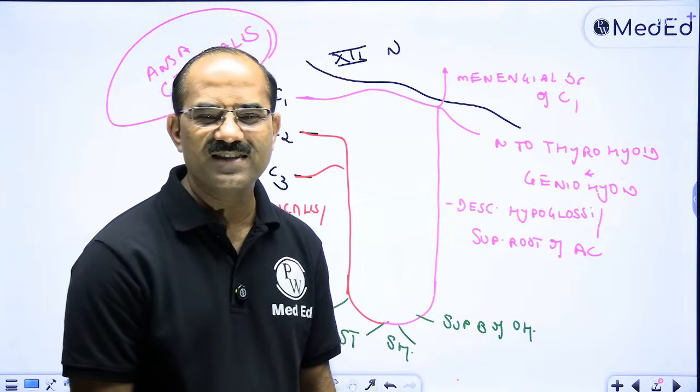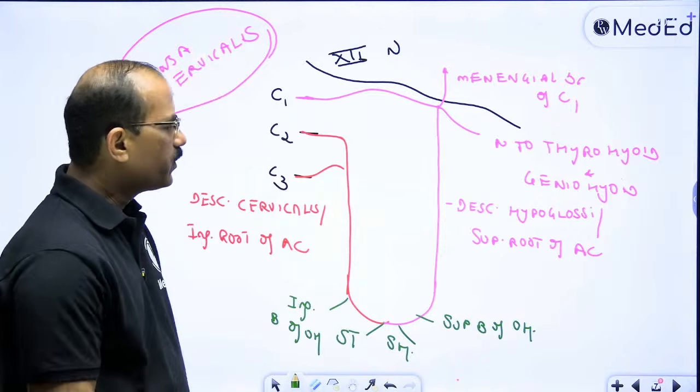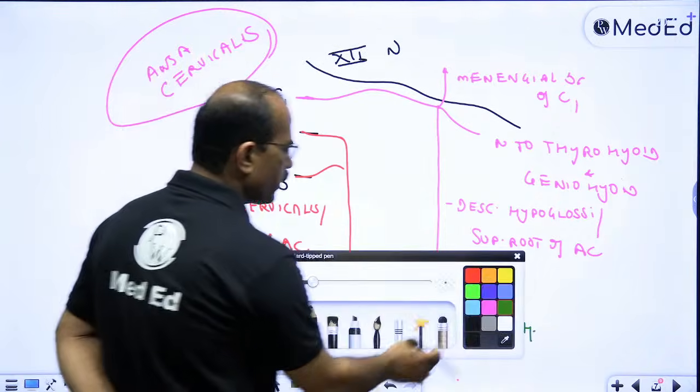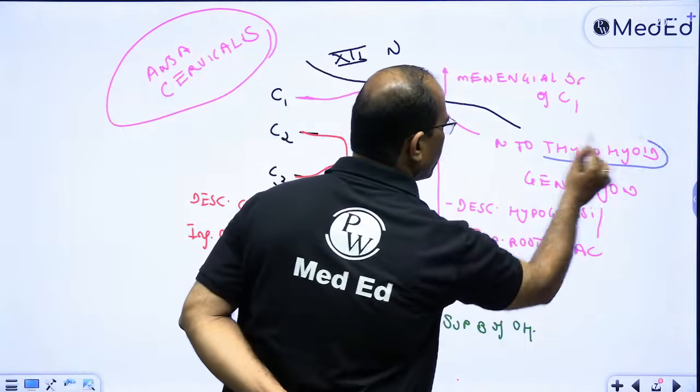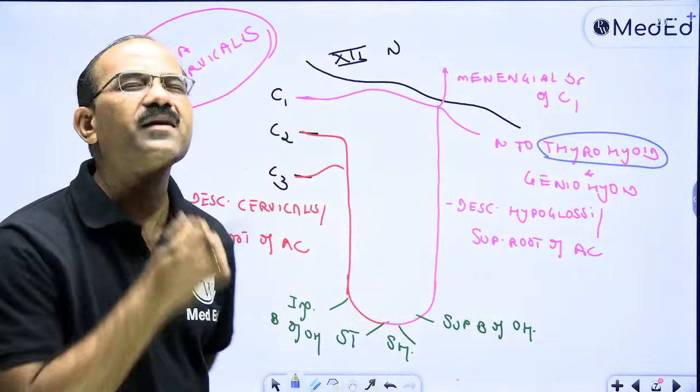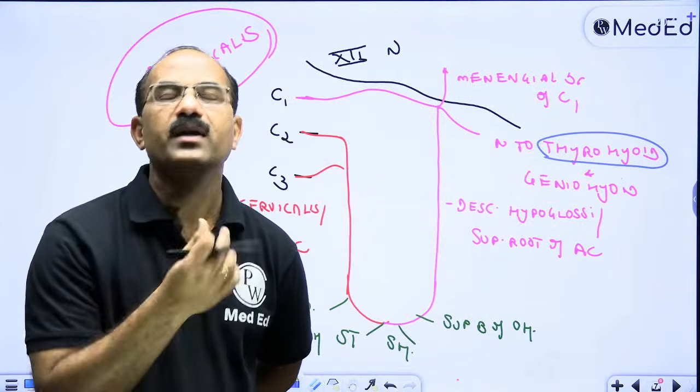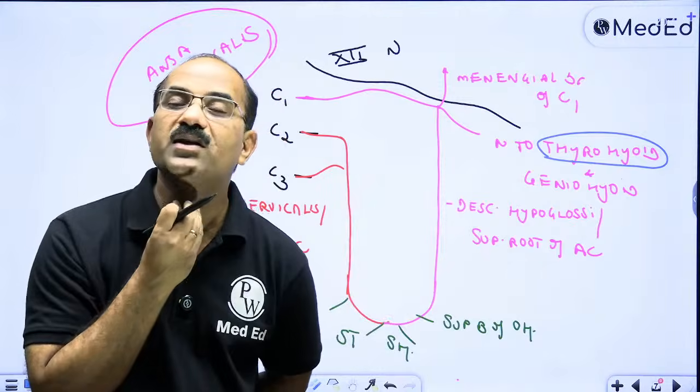Yes, any guesses? That's a thyrohyoid. ये देख रहे हो? Thyrohyoid is a strap muscle है ना? ये thyrohyoid कहाँ पे होता है? Muscular triangle में होता है.